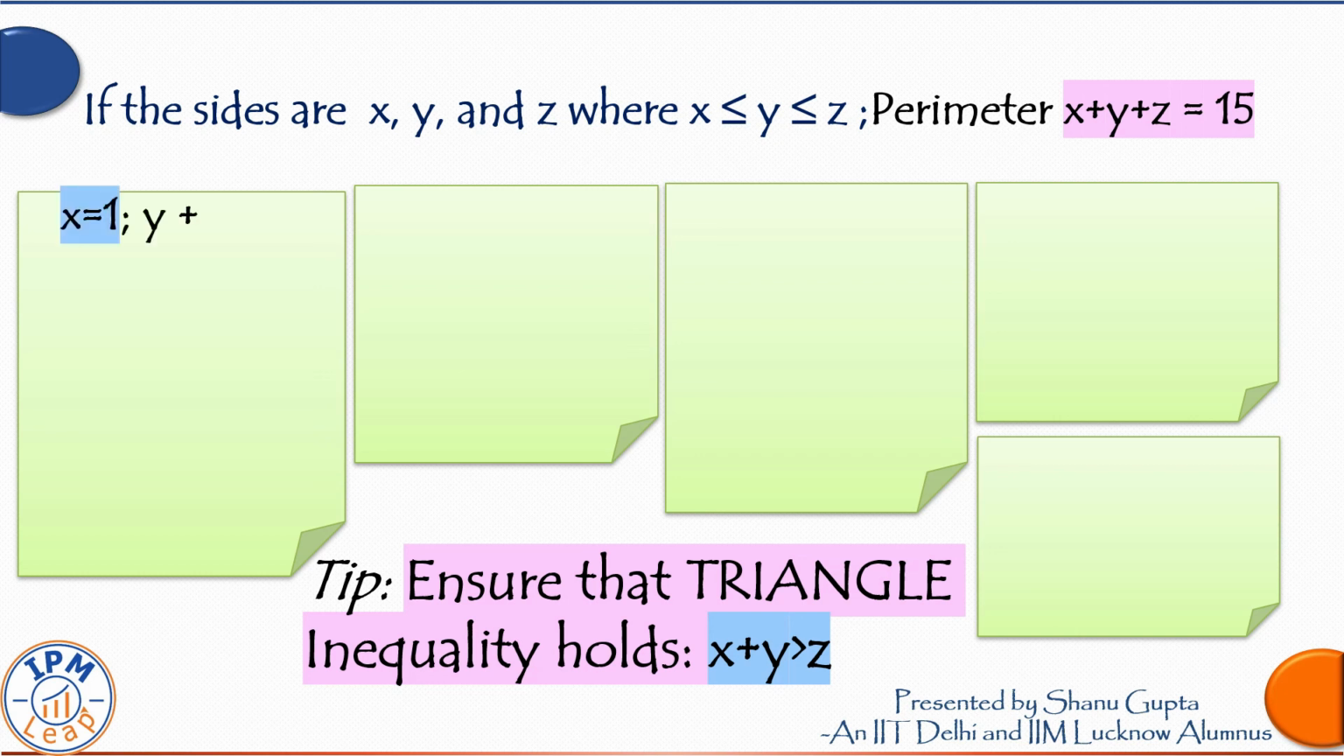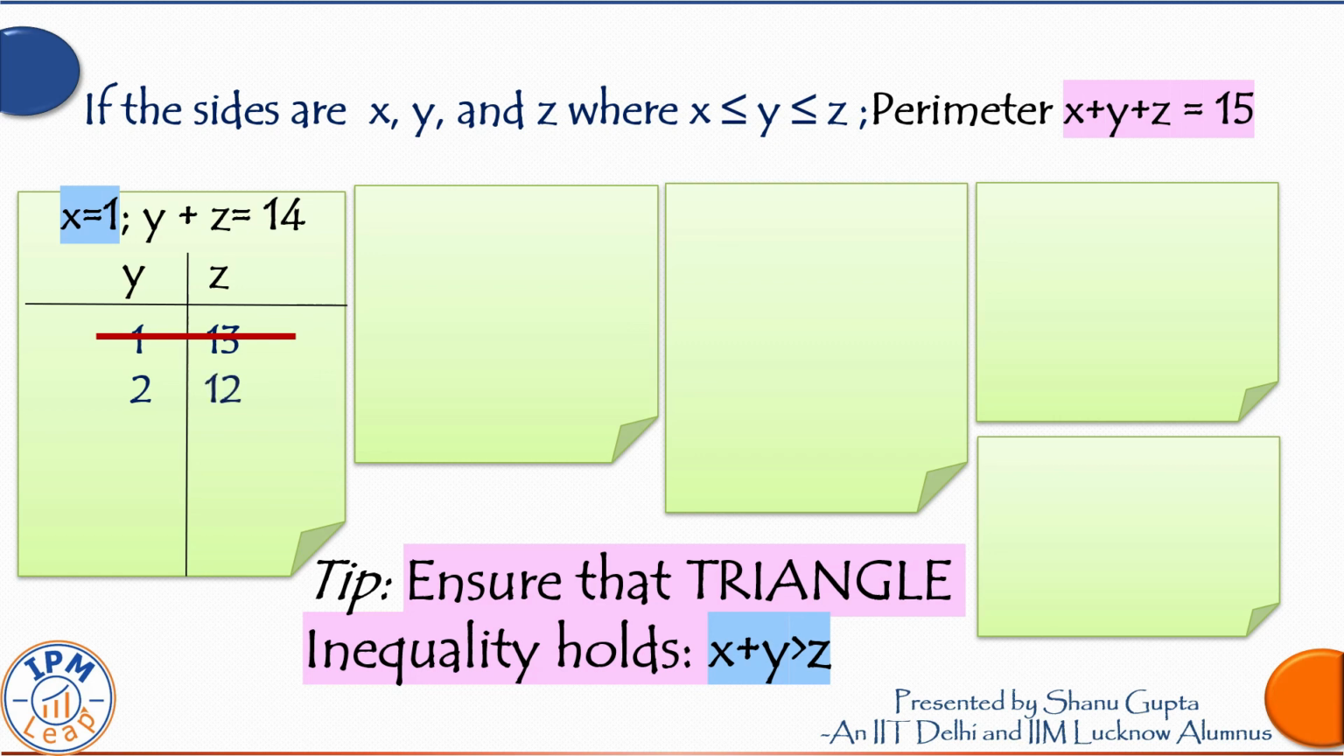Let me show you how I count the possibilities. If x is equal to 1, using the perimeter equation, y plus z is equal to 14 and y is an integer value greater than equal to 1. But if we take y is equal to 1, from this equation we get z is equal to 13. In which case, sum of the two smaller sides x and y is much less than the third side z. So this combination won't form a triangle. We reject this possibility. Next value that y can take is 2, in which case z is equal to 12. Same problem, it won't result in a triangle.